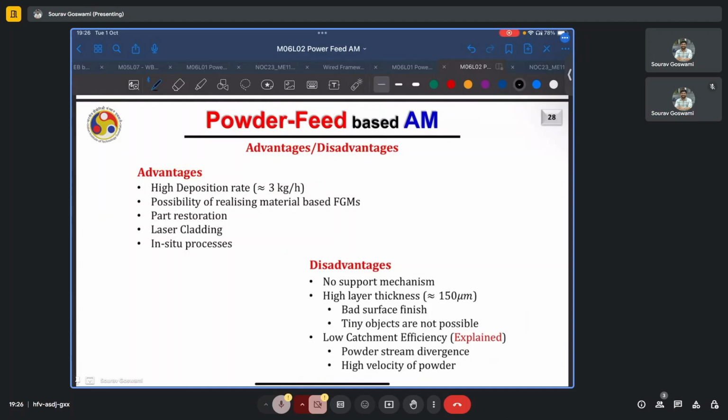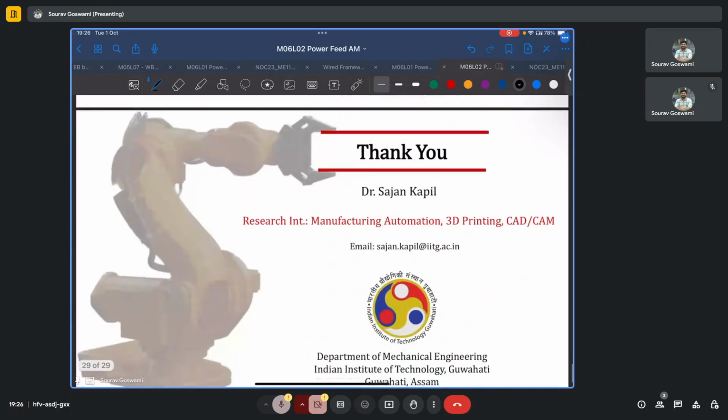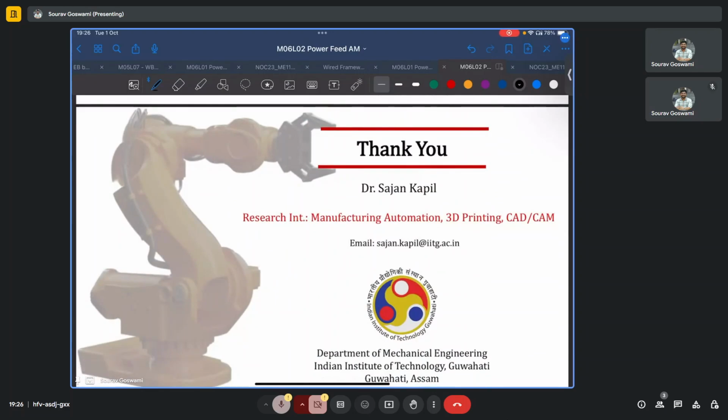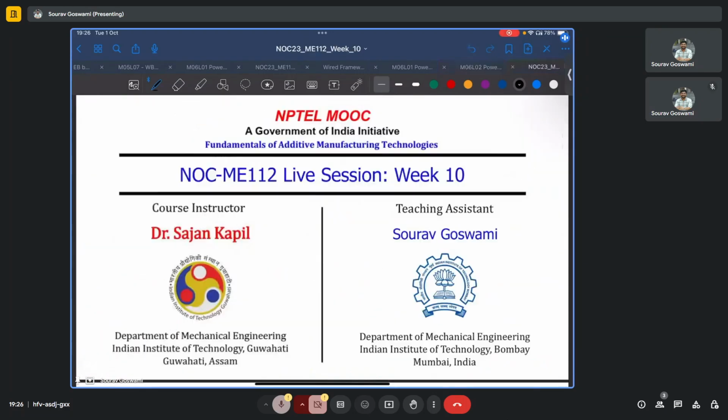In terms of disadvantages, we still cannot have explicit support mechanisms. The layer thickness is on the higher side, which leads to bad surface finish and a lack of processing or building tiny parts. And the catchment efficiency will often be pretty low because of the powder stream divergence and the high velocity of powder. That brings us to the end of the review for the concepts discussed in this week.